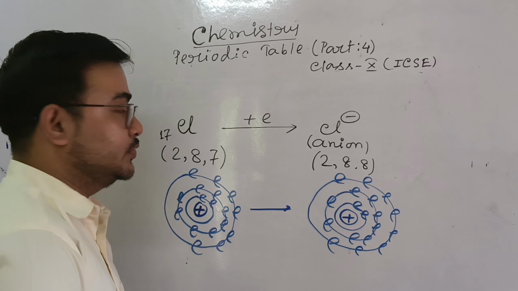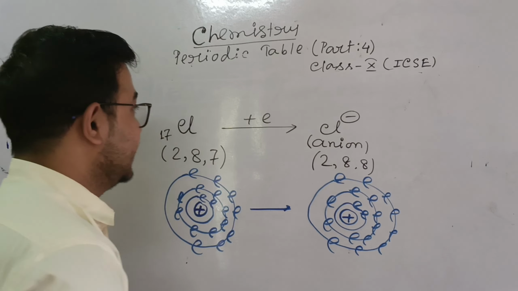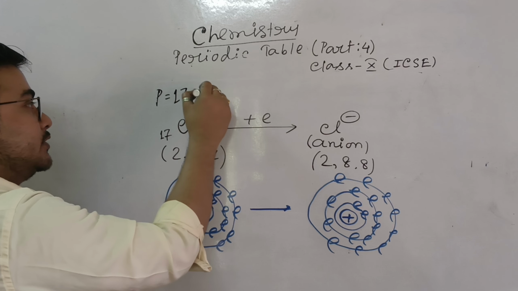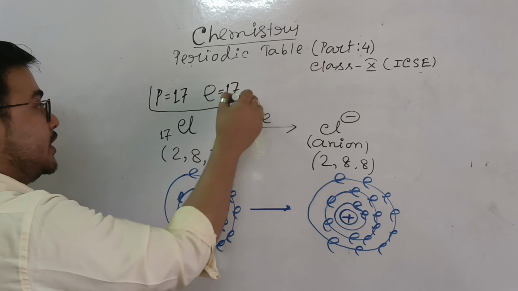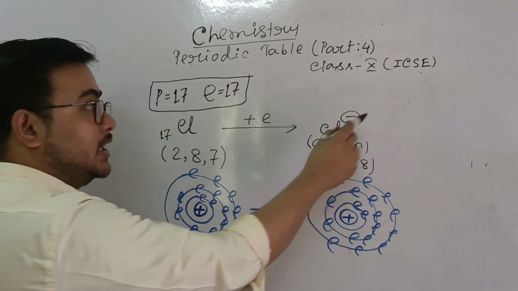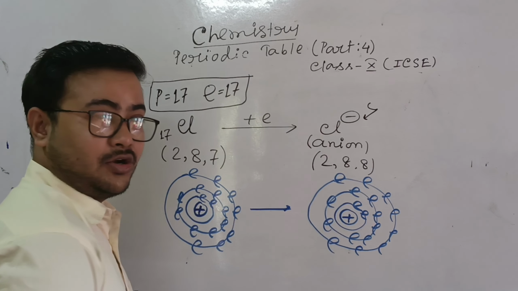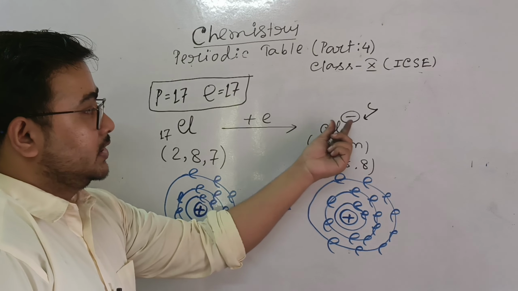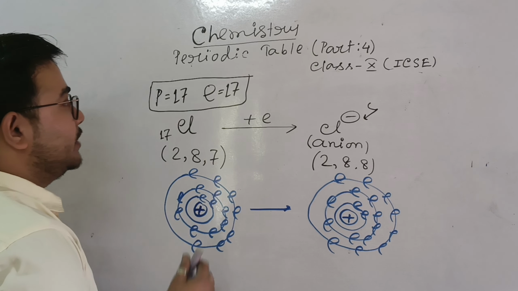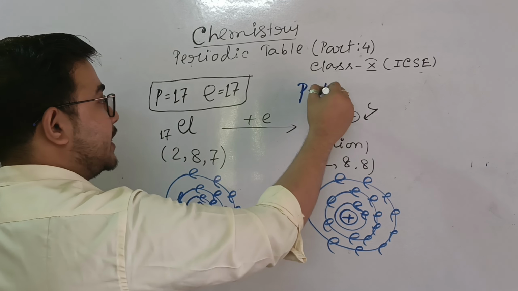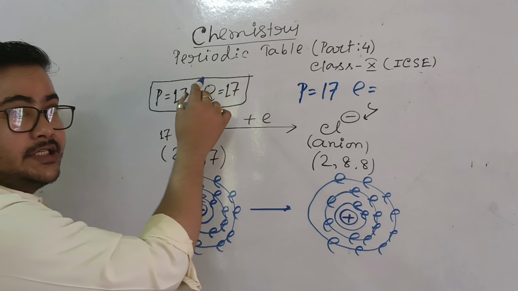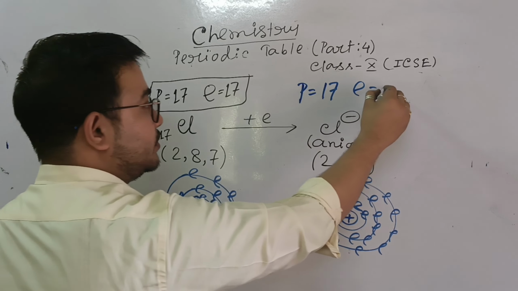Now tell me, try to do the answer of this question. Tell me, what is the number of protons? 17, and electrons also 17, because the number of protons and electrons are the same in case of a neutral atom. If any charge is present, then it is called an ion, not neutral: cation or anion. Now here, keep in mind, the number of protons is always the same. But what about the number of electrons here? Previously it was 17, but it accepted one electron, so 18.